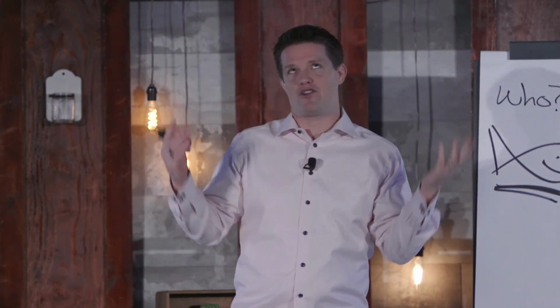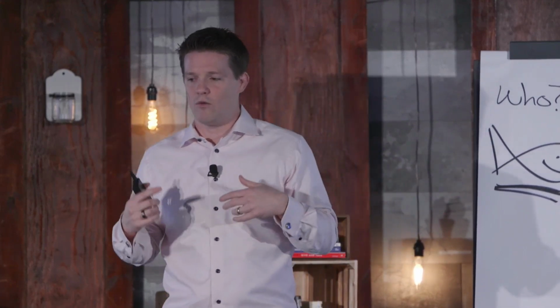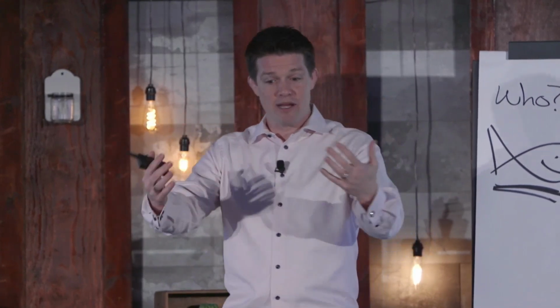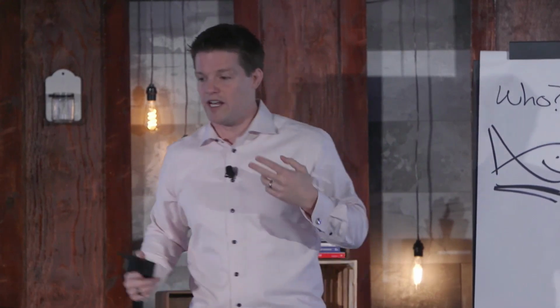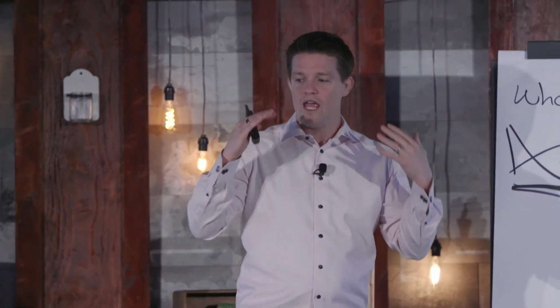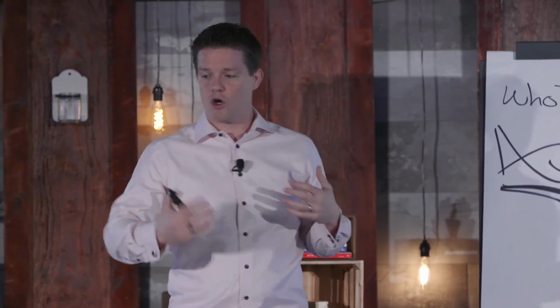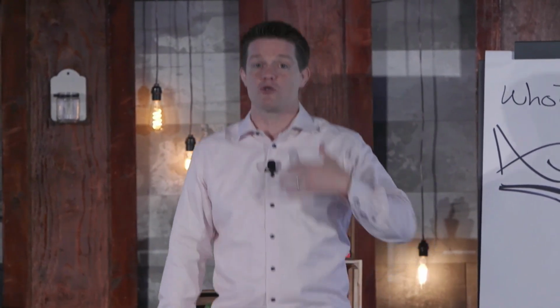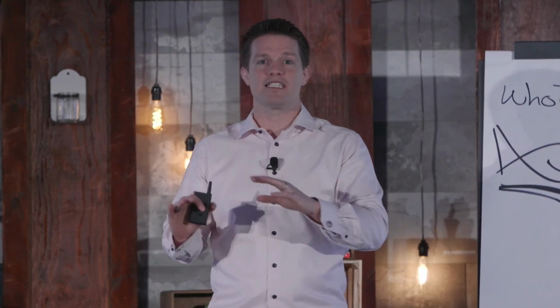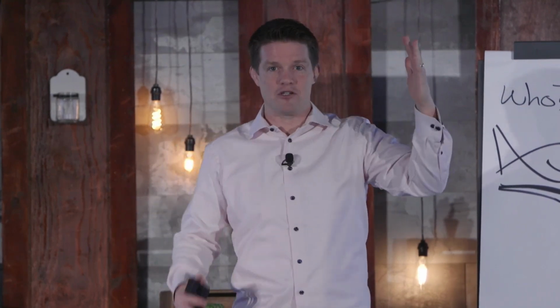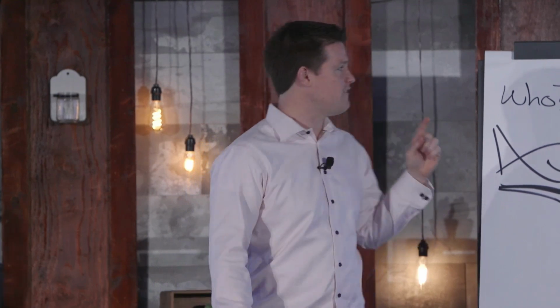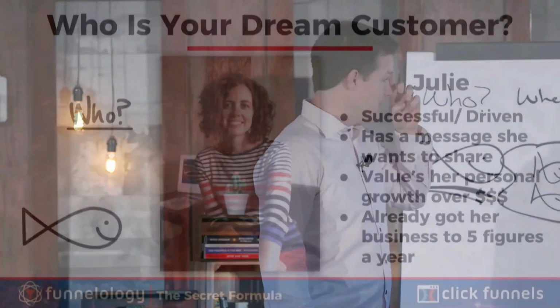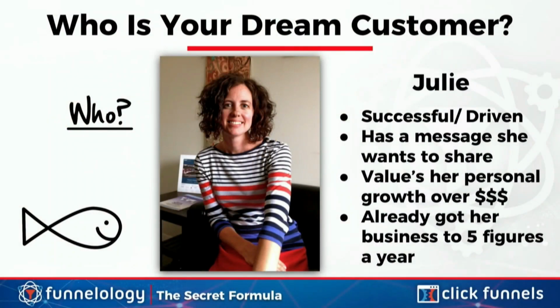So I said, okay, I'm going to name my avatar. I'm going to call her Julie. And I said, okay, now what do I know about Julie? Well, if she's my dream customer, she's successful, she's driven. She has a message she wants to share with the world. She values her own personal growth over money. She already has her business at six figures a year. She just wants to grow it to the next level. I typed those things in, and all of a sudden all these faces popped up in Google Images. I'm scrolling through, and eventually I found this face right here. Now, I don't know who she actually is, but this is my Julie. This is Julie who popped out of Google Images for me.